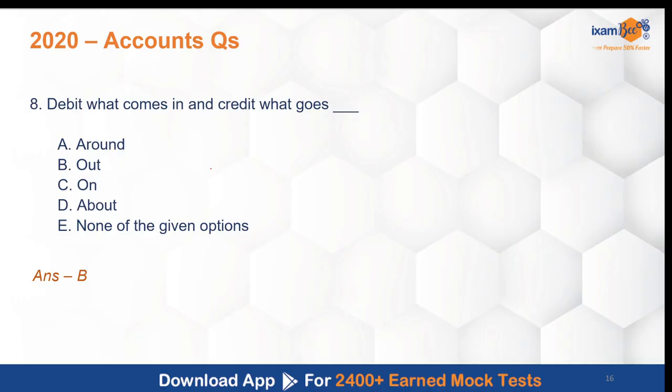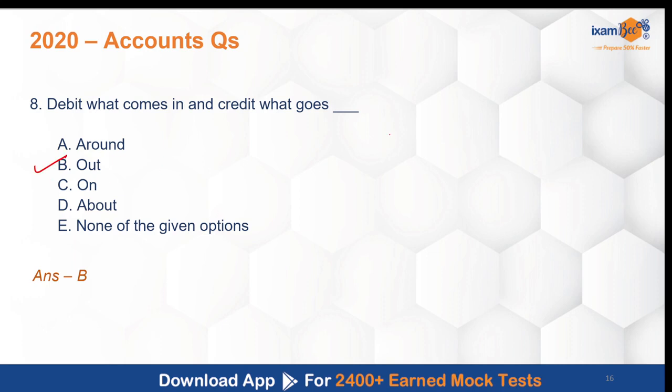So let's continue to discuss the questions that came in phase 1. As I stated earlier, phase 1 questions were very, very simple and direct from the accounts section and very conceptual in nature. The first question that came in phase 1 was asking the accounting rule: debit what comes in and credit what goes out is the correct answer.